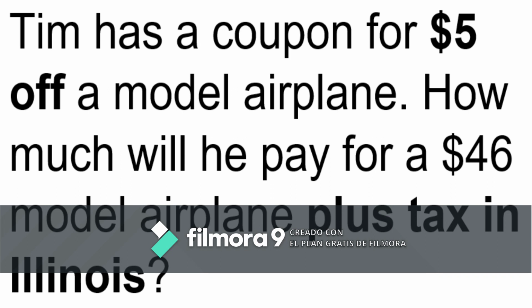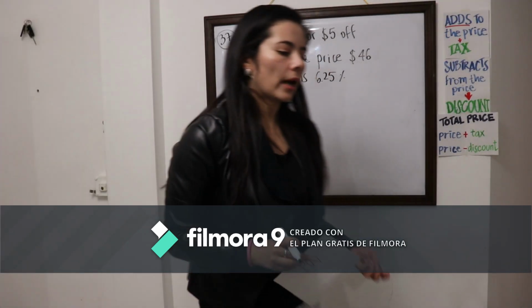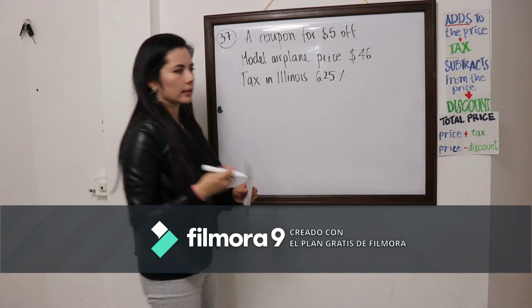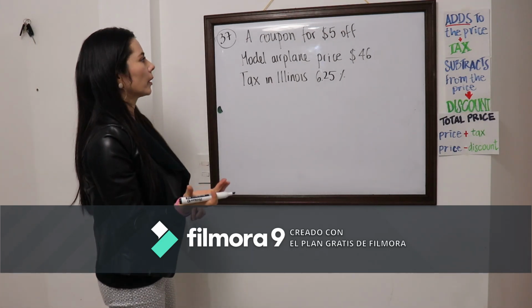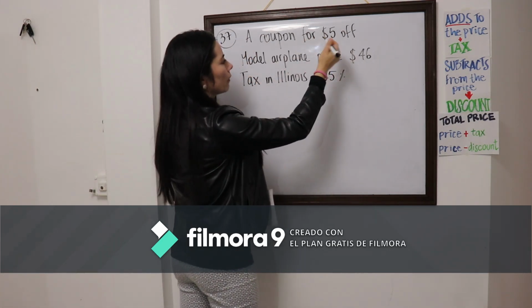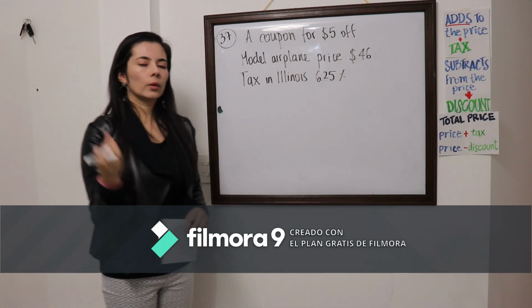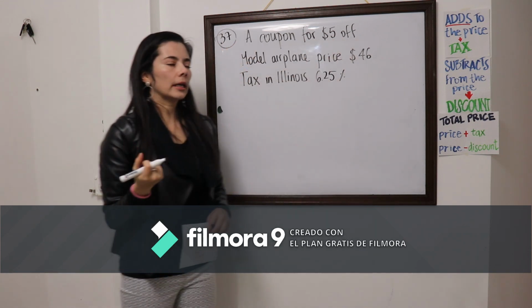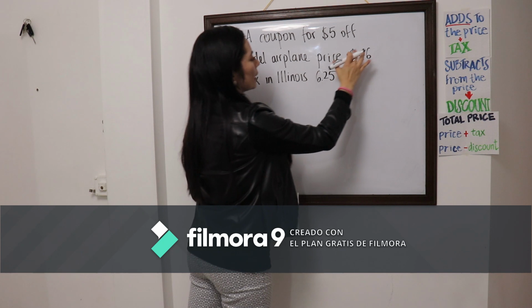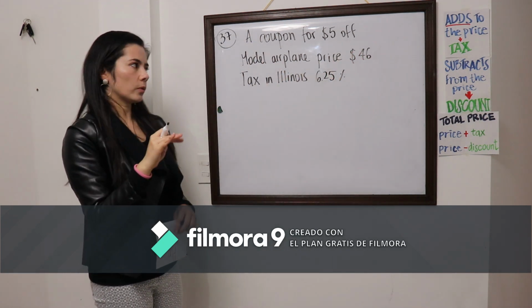So I want to work with you on problem 37. It says Tim has a coupon for $5 off a model airplane. How much will he pay for a $46 model airplane plus tax in Illinois? Of course, we got to use the chart with the taxes they have there. We need to get all the information we have available in the problem. A coupon for $5 off. Now, this is a little bit redundant because the word coupon always is going to tell us about a discount. But that's the way they say it. Now, the model airplane price is actually $46, and that's the base we're going to work with.